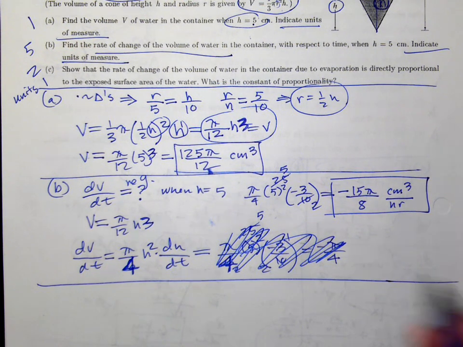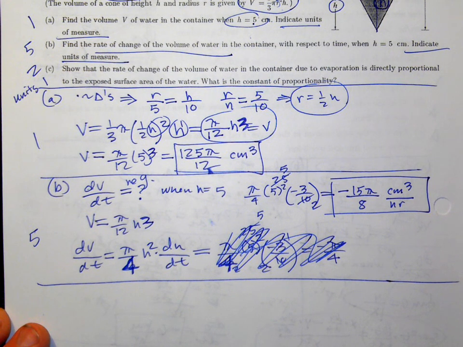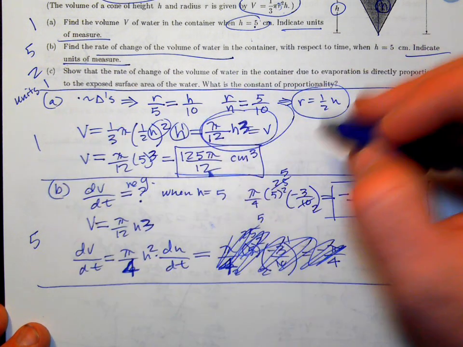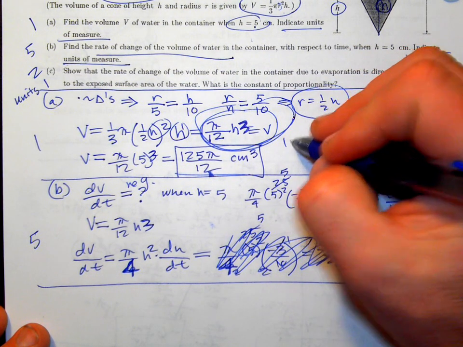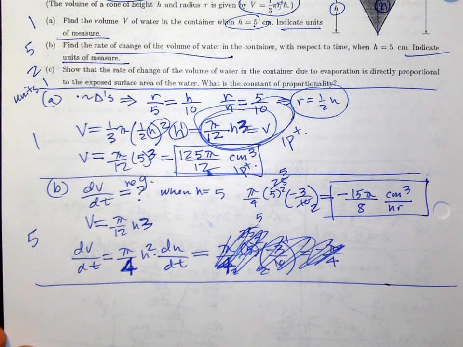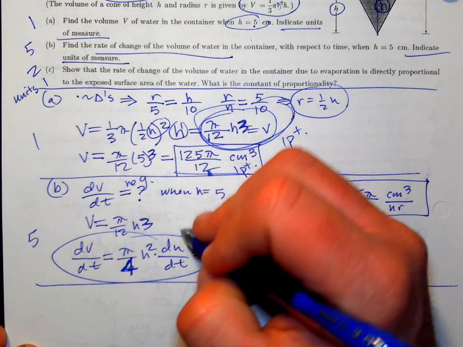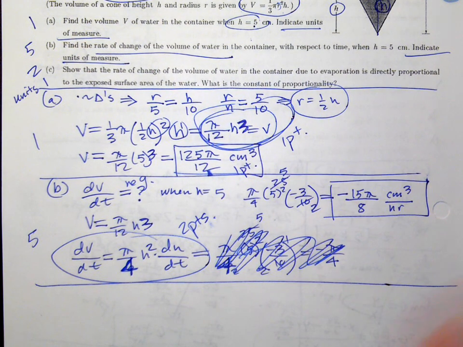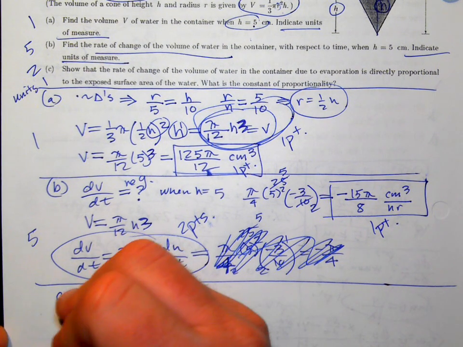Now, point-wise, that was 5 points. And 1 point was actually developing this relationship that I started on part A. So that was a point. On part A, this answer right here was a point. And then here, the derivative with respect to time implicitly was 2 points before you even plugged anything in. And then another point for your final answer.